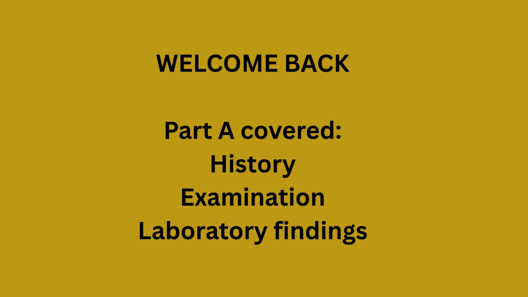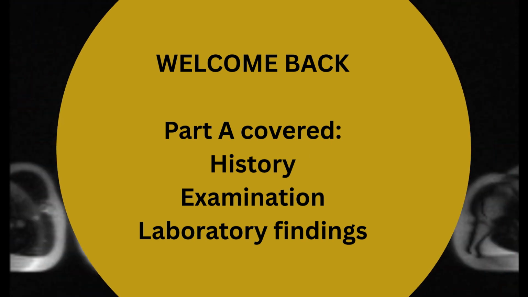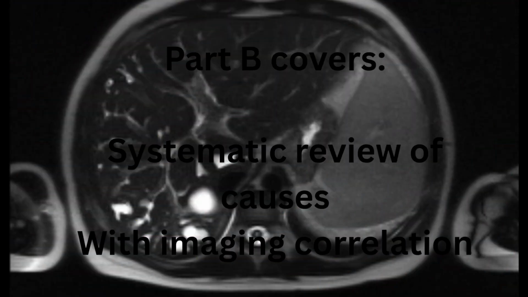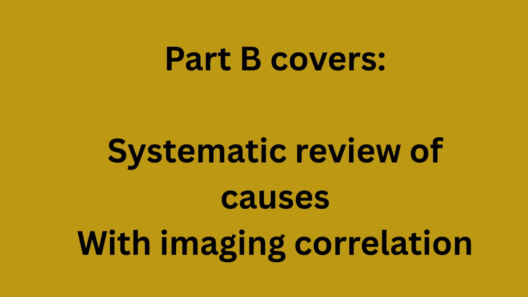Welcome back. In Part A, we built the integrated clinical framework: history, examination, and laboratory findings. Now, in Part B, we apply that framework systematically, going through each category of jaundice: pre-hepatic, hepatic, and post-hepatic, and seeing what imaging adds to this picture.